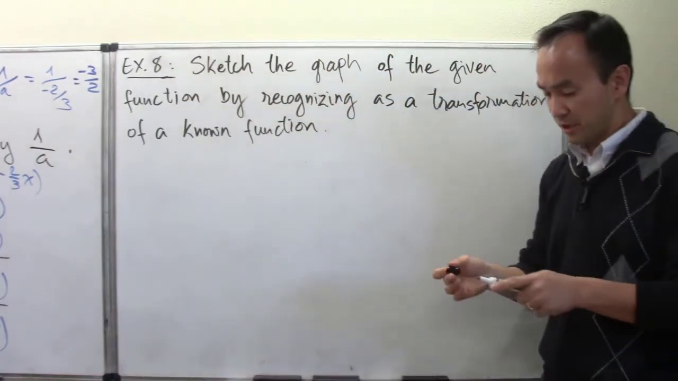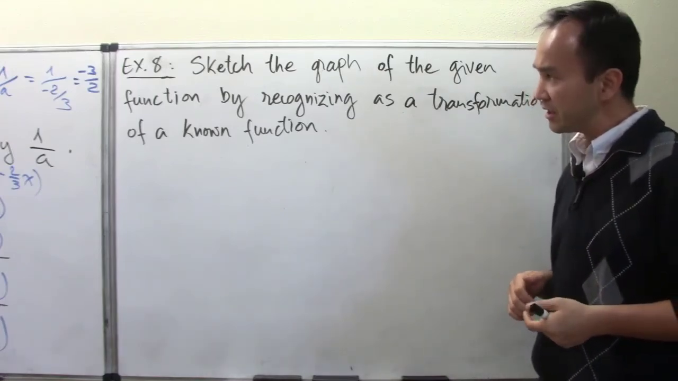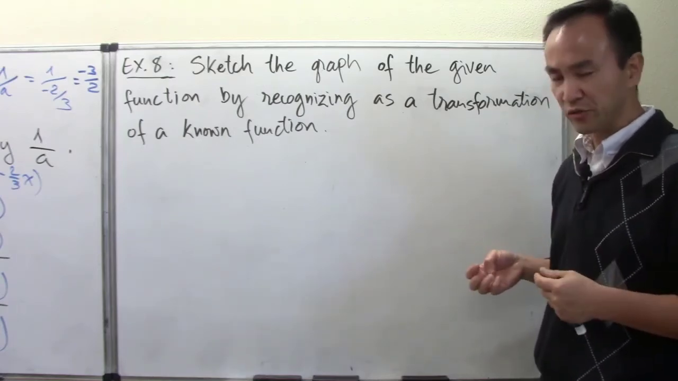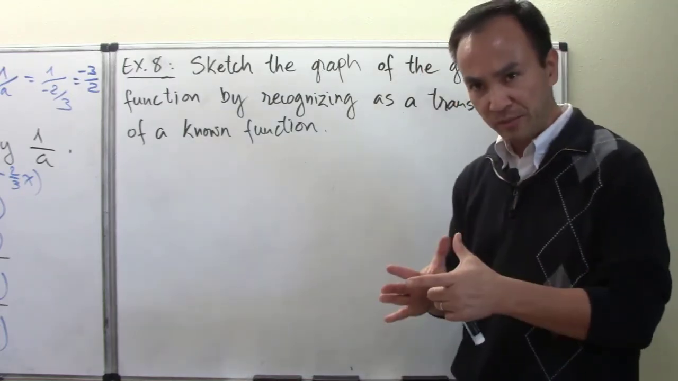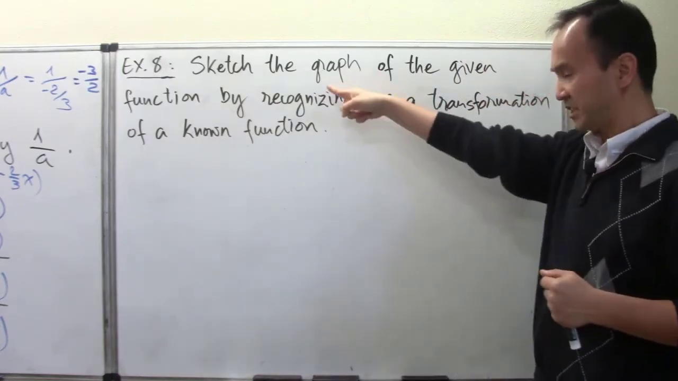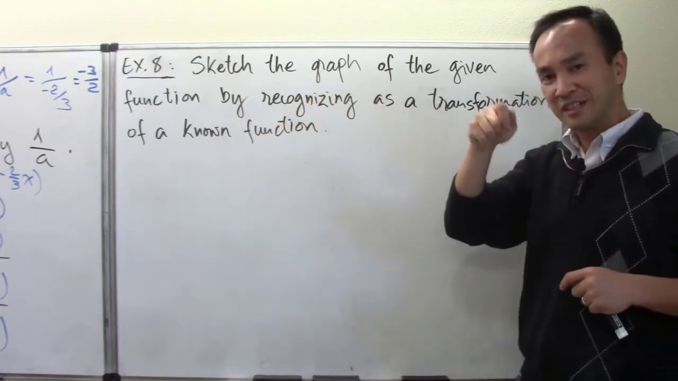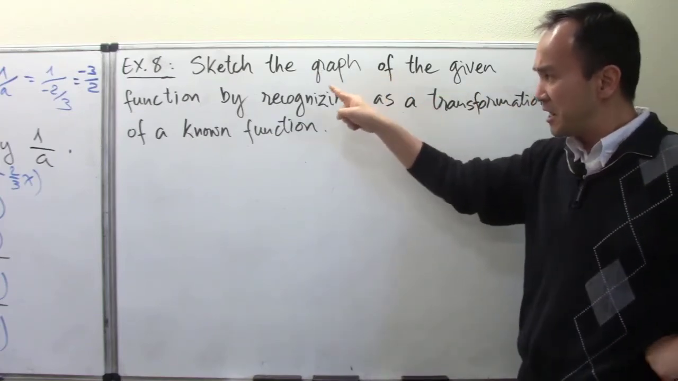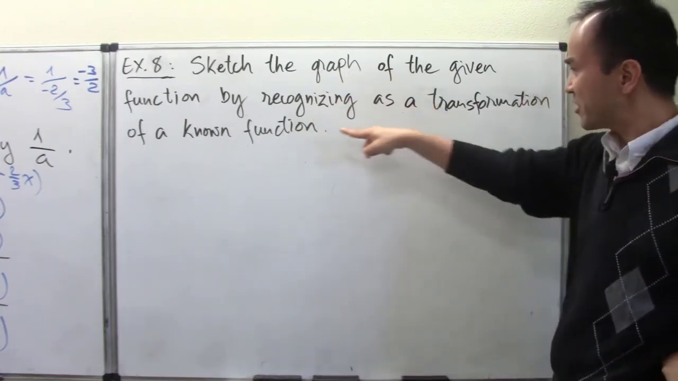All right, and so the problems about to be introduced in this example 8 are going to be similar to those problems that have been introduced in a few examples earlier. The idea now is that we are going to be given a function, and then we want to sketch the graph. We're doing this on paper and pencil. We are not going to use technology or construct a table of values. That's not what we're doing here, but we're going to sketch the graph by recognizing the function as a transformation of a known function.